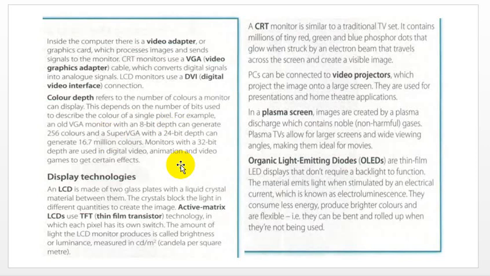For example, an old VGA monitor with an 8-bit depth can generate 256 colors, and a super VGA with a 24-bit depth can generate 16.7 million colors. Monitors with a 32-bit depth are used in digital video, animation, and video games to get certain effects.